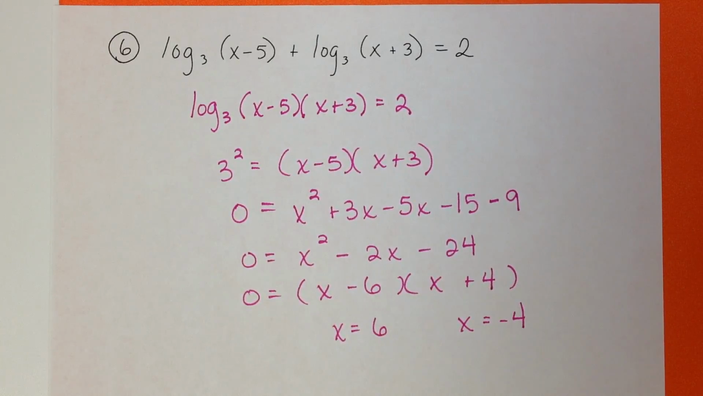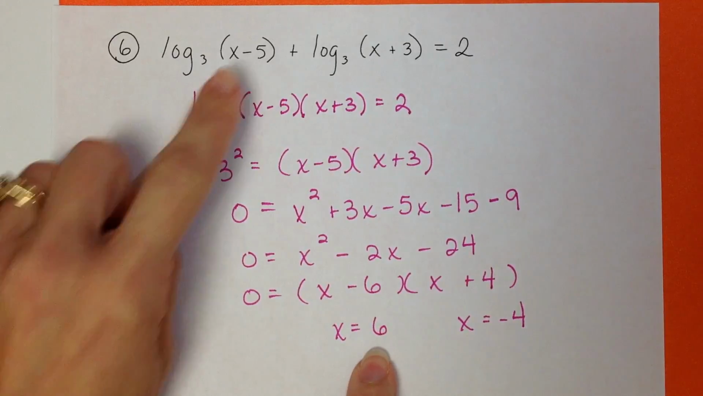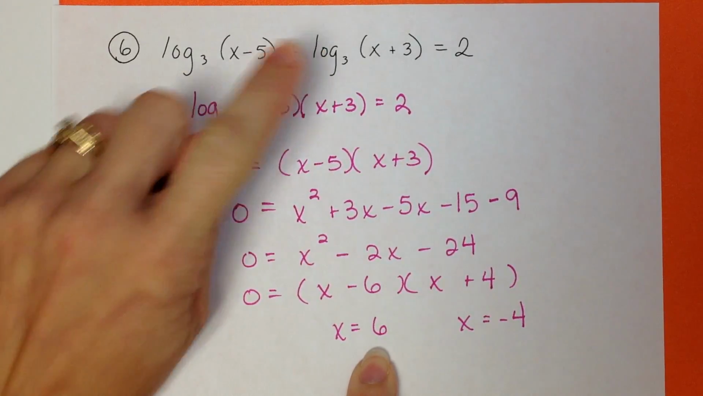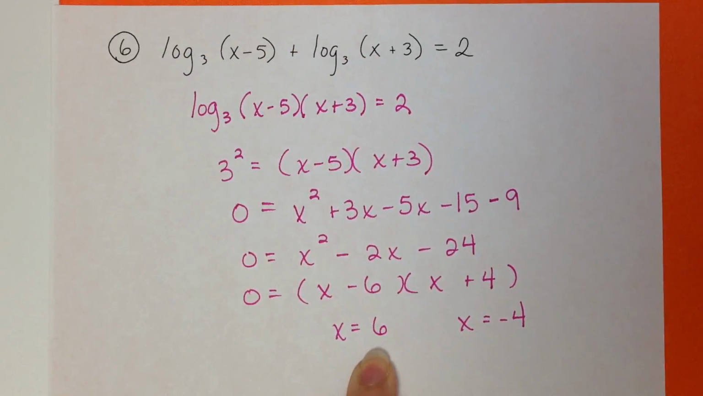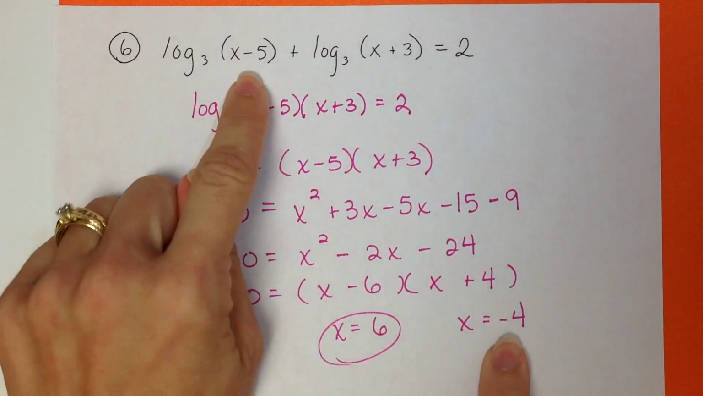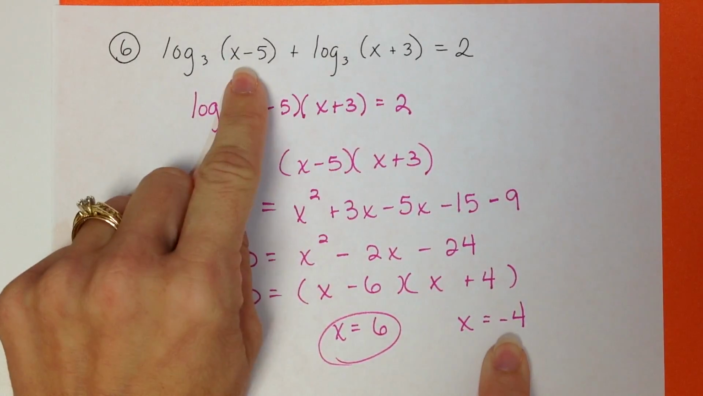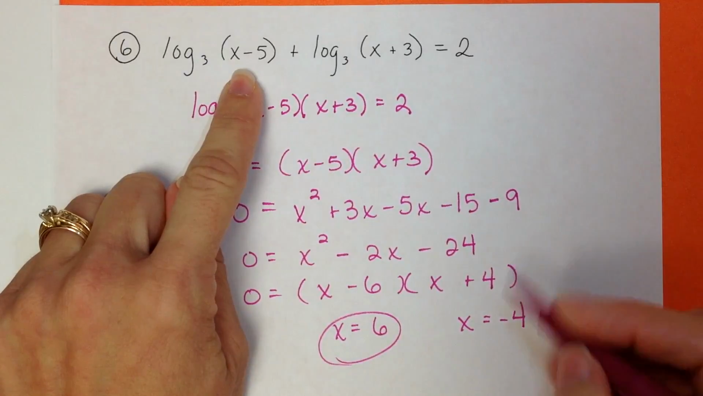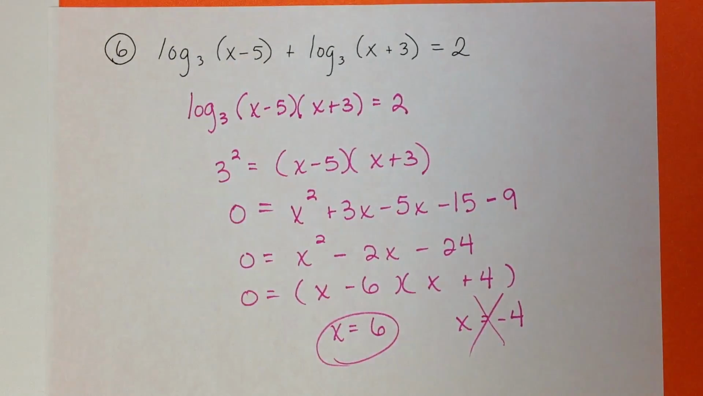Okay, so let's remember about checking. If I start with my 6, 6 minus 5 is positive 1, so that's okay. 6 plus 3 is positive 9, so that's okay. But now negative 4 actually checks in neither one of them, but if you check it in the first one you're going to get negative 9, so you immediately have to go ahead and throw that one out.